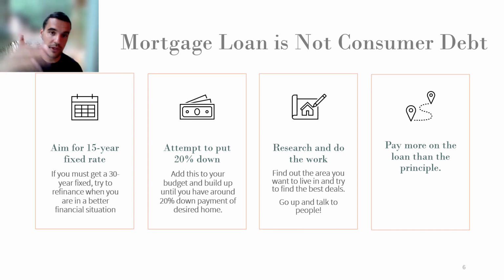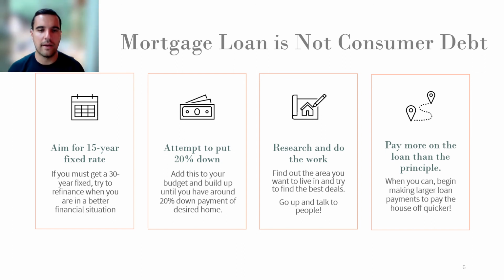First of all, if you put a bigger down payment on, you get better loan terms like interest rates and principal, plus your credit score is important as well. And when you can, begin making larger loan payments to pay the house off quicker. Even just $50 or $100 extra a month can help. This goes for every loan, really. For every loan, always try to pay more on the principal than required to pay off the debt quicker.